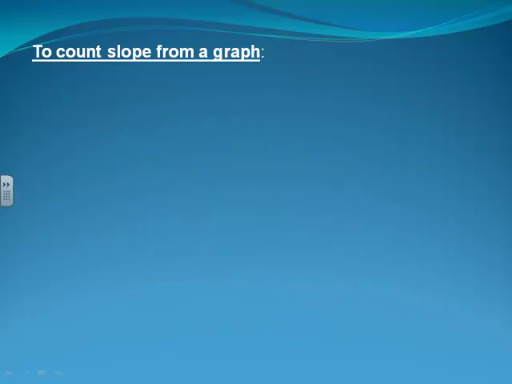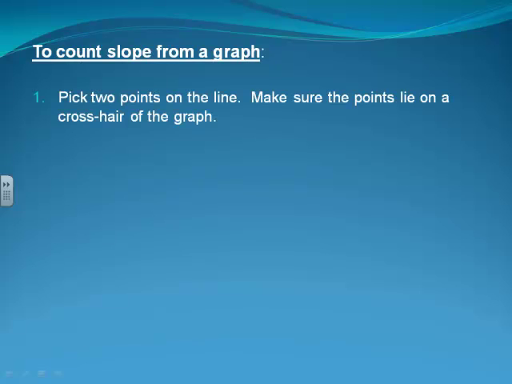So here are the instructions to count slope from a graph. Your first step is to pick 2 points on the line that you're trying to find the slope of. Make sure the points lie on a crosshair on the graph so you're accurate in counting slope from that point. You don't want to pick a point that is not directly on a crosshair.